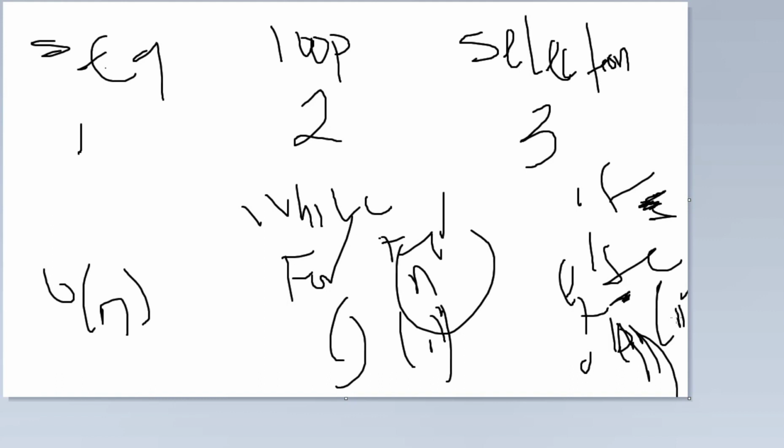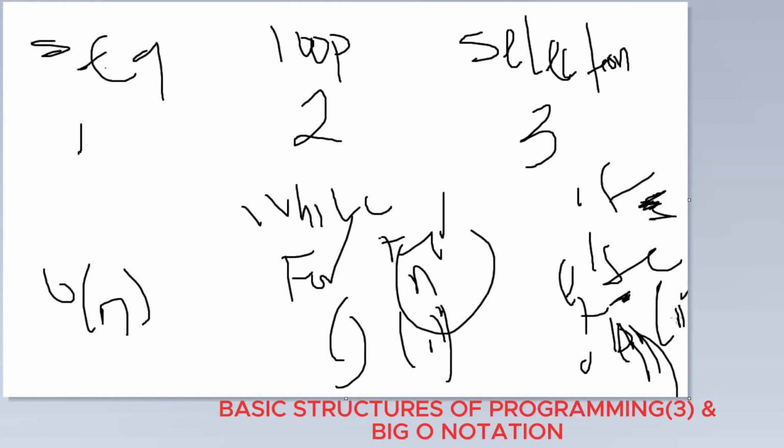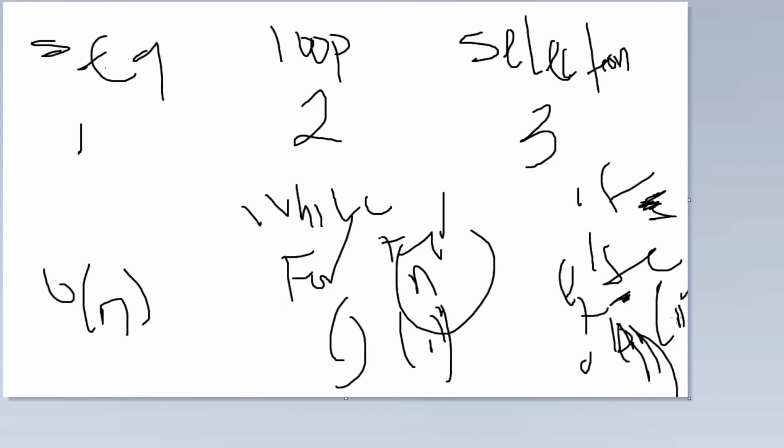Yes, so far what I've been explaining is the basic structures of programming and the big O notation that runs underneath each of these three, which are the basic structures of programming. I've explained the sequence structure, the loop structure, and the selection structure. Those are the three structures of programming, and under each of these structures, I gave a detailed explanation of what the big O notation is. So far I've talked about time complexity.